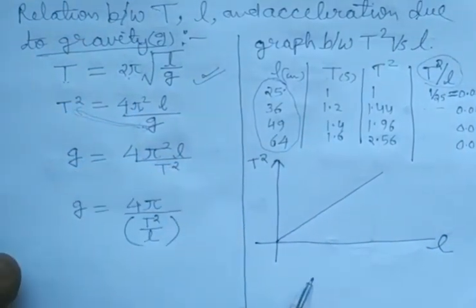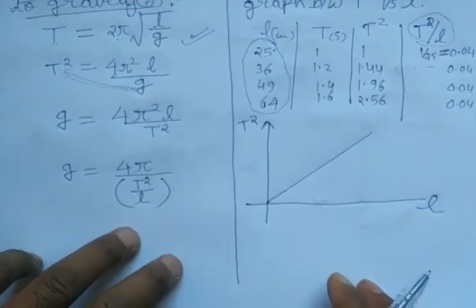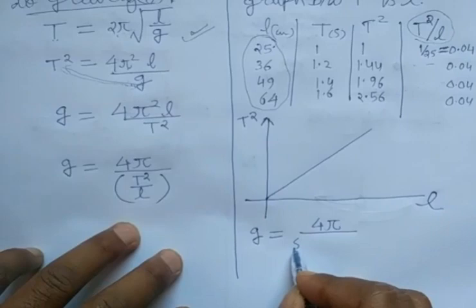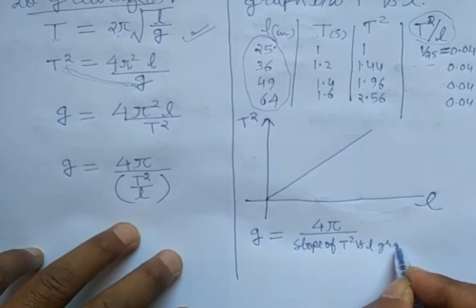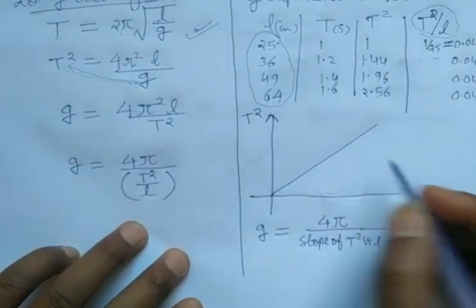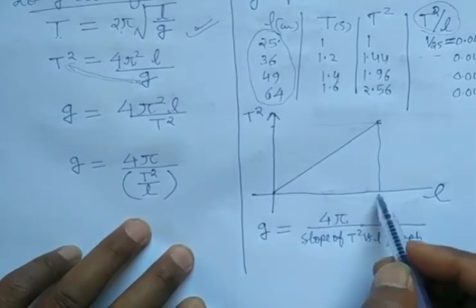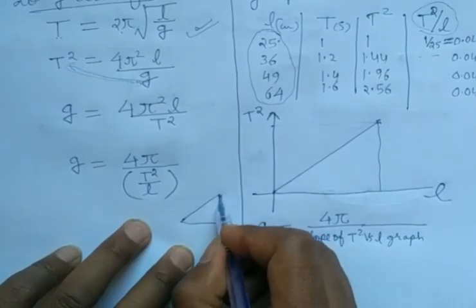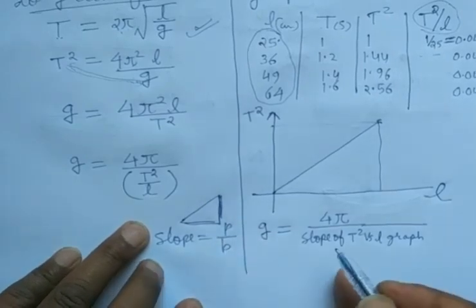And as I told you, G equal to 4 pi square L by T square. Graphically we write it G equal to 4 pi square upon the slope of the T square versus L graph. So what does it mean? How will we calculate the slope? This entire value is T square and this value is L. So ultimately slope, in a right angle triangle, is the ratio between perpendicular and base. Slope is perpendicular upon base.